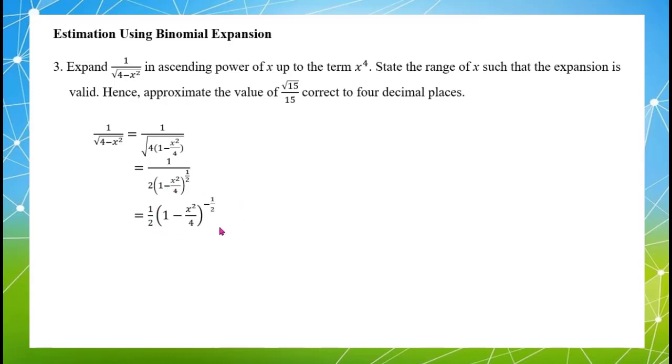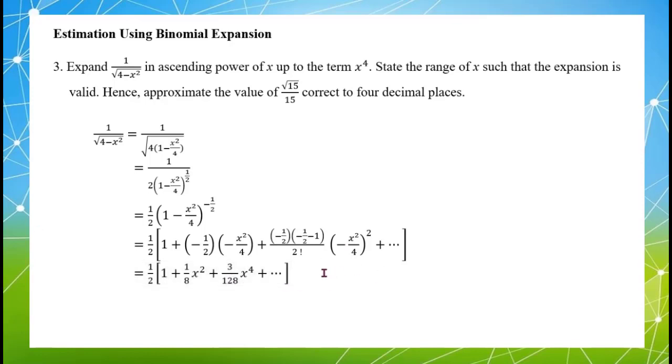Now we are ready to do the binomial expansion. So by using the formula, n is negative 1 over 2, f(x) is negative x squared over 4. Then followed by n(n minus 1) over factorial 2, f(x) power 2. When we simplify the expansion, we get this. Then again we expand the 2. Then finally we get this expansion as the answer.